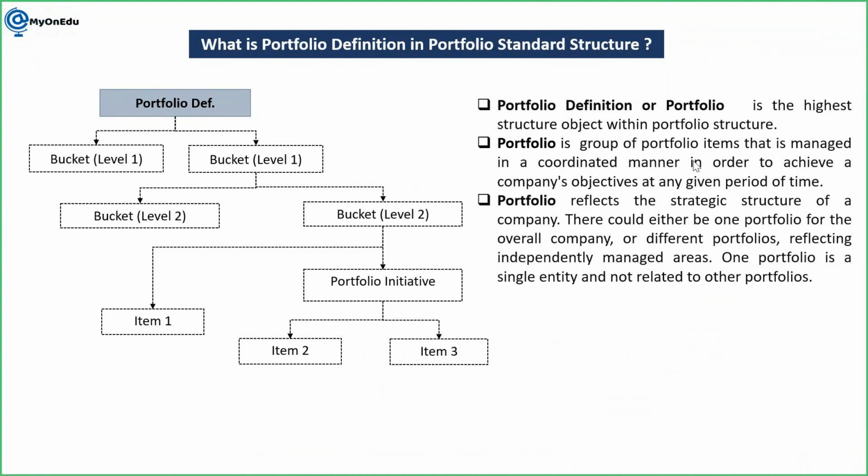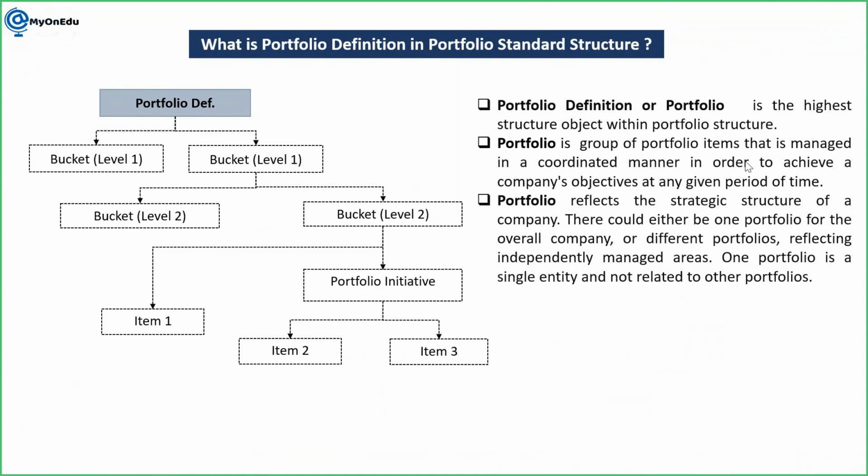Portfolio basically is a group of portfolio items that is managed in a coordinated manner in order to achieve a company's objectives at any given period of time. So what we are saying, portfolio is a group of portfolio items. These portfolio items are nothing, just a proposal, or this may be an initiative, or this may be an item. We are choosing different terminology in business.